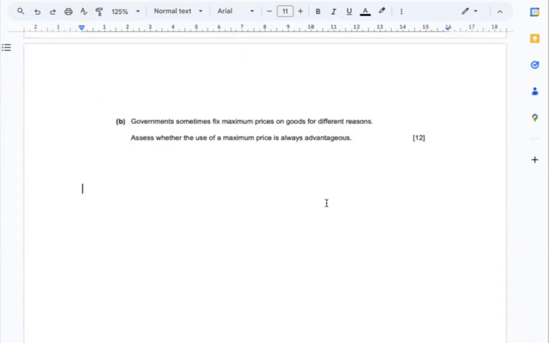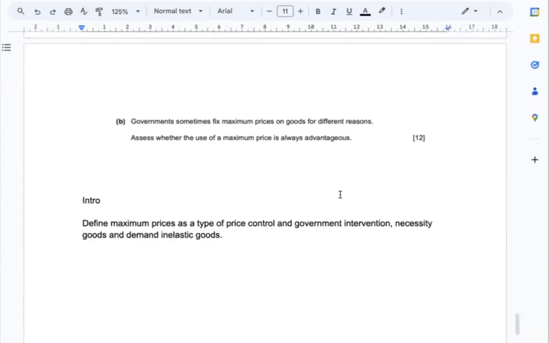Question B. Governments sometimes fix maximum prices on goods for different reasons. Assess whether the use of a maximum price is always advantageous. My intro will define maximum prices as a type of price control and government intervention. Maybe I can add the definitions of necessity goods and demand inelastic goods.